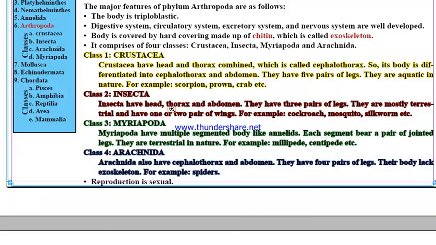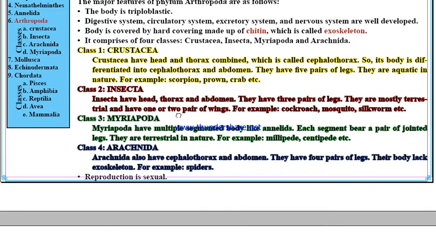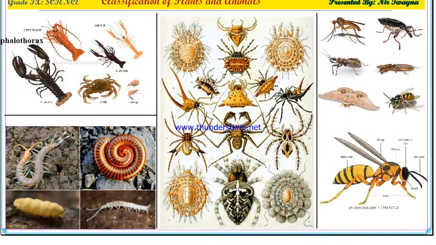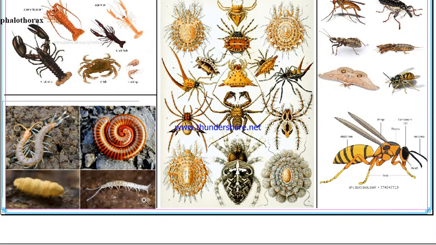Okay, so take a look at the note. Class 2 Insecta. Insecta have head, thorax and abdomen. They have three pairs of legs. They are mostly terrestrial and have one or two pairs of wings. For example, cockroach, mosquitoes, silkworm, etc. And the third class is Myriapoda. Let us have a look. This is Myriapoda.